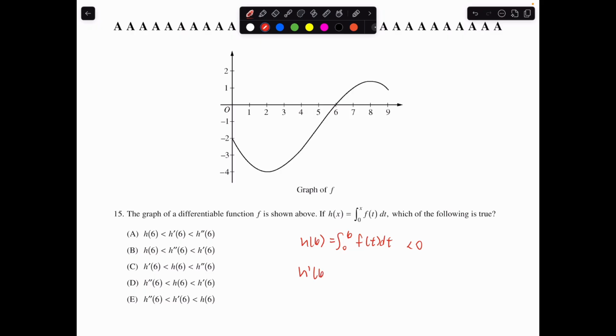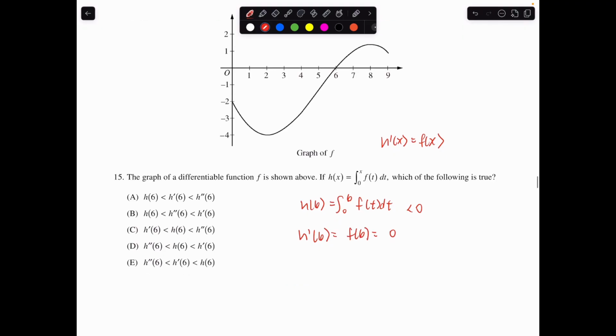So h prime of 6. By the fundamental theorem of calculus, if you take the derivative of this, it's just f of x. Now you're just plugging in the upper bound, and if it's a function, you will multiply by its derivative, but in this case it's not, so we don't have to worry about that. That's equal to f of 6, and f of 6 is equal to 0. Now h double prime of 6. If you take the derivative again, that's going to be equal to f prime of 6. Since my slope is increasing there, that's going to be greater than 0. So the answer is going to be A.